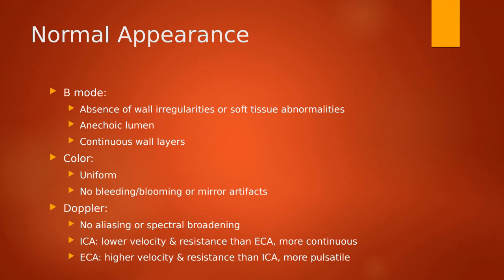Normal appearance, we want in our grayscale B-mode, we want to have a nice anechoic lumen with a hyperechoic wall. We're not seeing any soft tissue abnormalities, and we're just seeing continuous wall layers. We're not seeing any discontinuation between the different sections. Color nice and uniform, no bleeding, no ghosting, no mirror artifacts coming through. Dopplering, we're getting a nice clear spectral window, so we're not getting any spectral broadening. We're not having aliasing wrap around the top of our window.